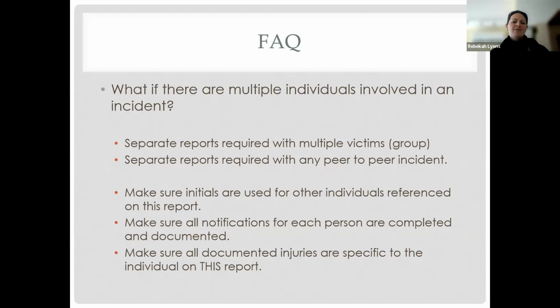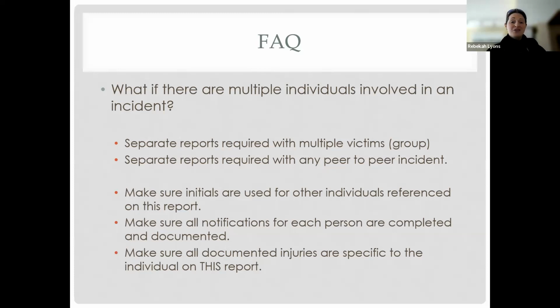The other time is a peer-to-peer incident where there's maybe an aggressive peer and a victim peer. Those are going to be separate as well. If you are including information about the other person, make sure you use initials for any references. You don't want to put full names, again, because these reports can go into different case files. They can be sent out to the guardian or requested. So we want to keep it clean.